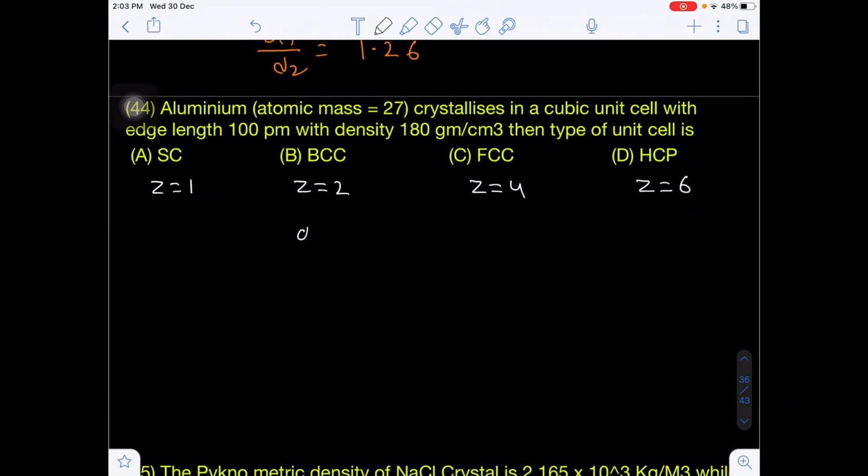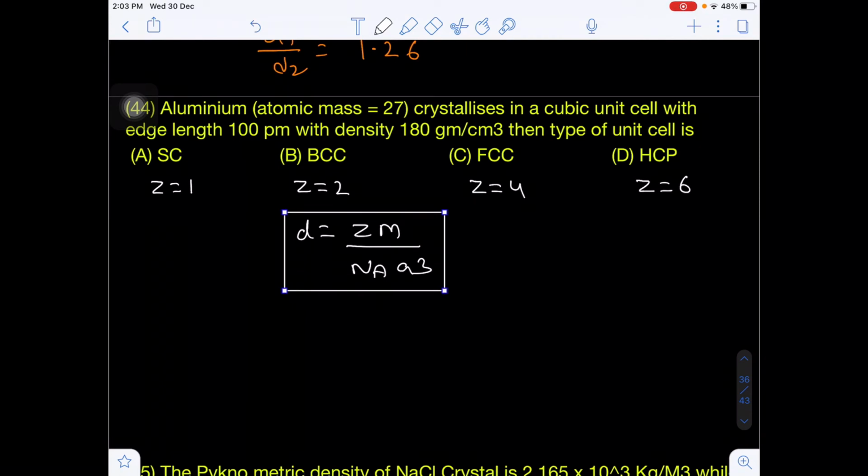Okay. Now here density D is equal to Z into M divided by Avogadro constant into volume of the unit cell. Okay. Now here what is the density value given? That will be 180 gram per centimeter cube. Z value to be calculated. What will be the molar mass of aluminum element? 27.